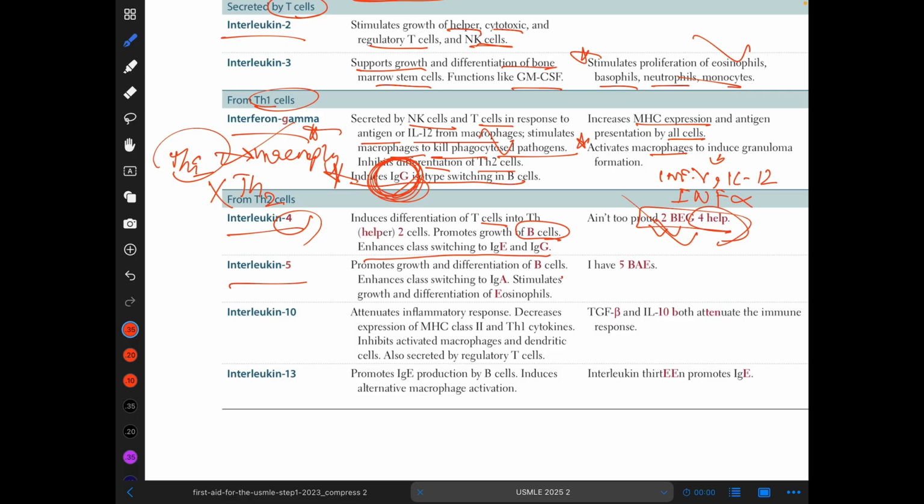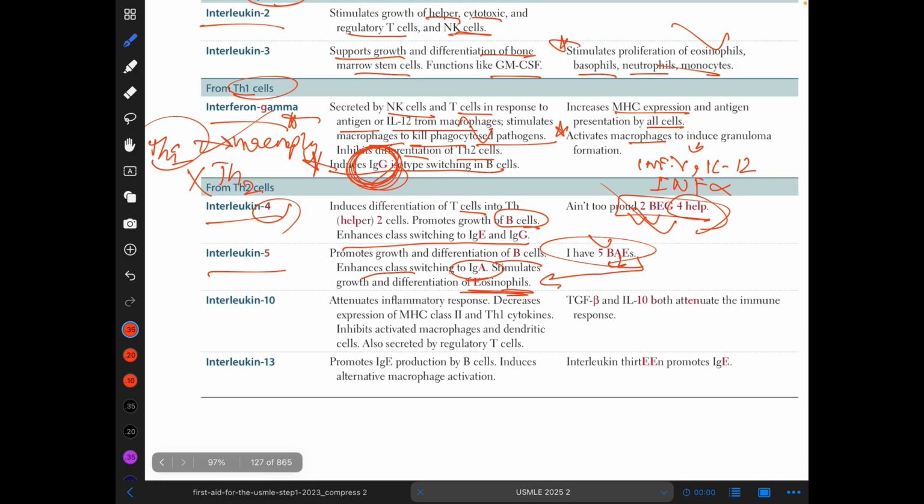Interleukin-5 promotes the growth and differentiation of B cells and has the class switching to IgA. It stimulates the growth and differentiation of eosinophils. I have 5B. 5B means B cell promotion for the growth, IgA formation, and E stands for eosinophil. If you correlate the mnemonic and learn these things with the mnemonics, it will be very easy for you. Interleukin-10 attenuates the inflammatory response.